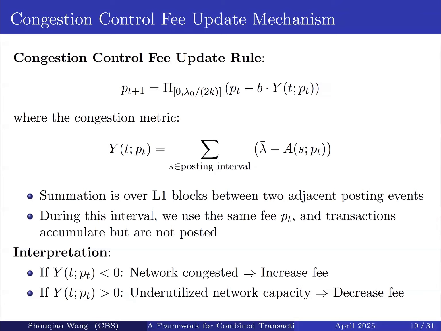The interpretation here is also intuitive. If Y is negative, it indicates the actual arrivals exceed the target. We then increase the fee to reduce incoming traffic. Conversely, if Y is positive, there's spare capacity, promoting a reduction in fees to encourage more usage.